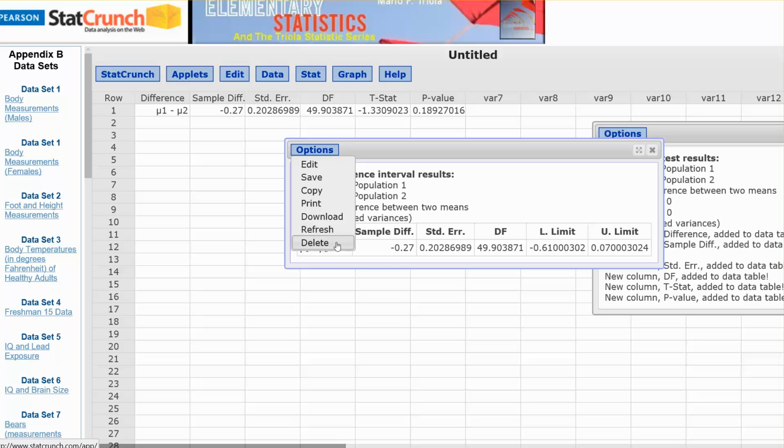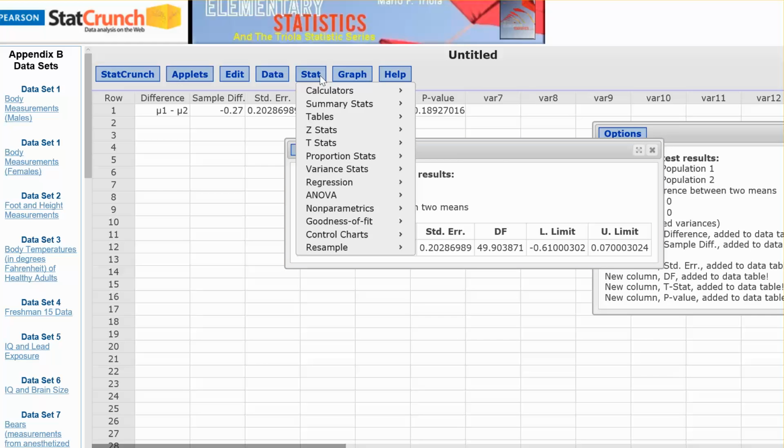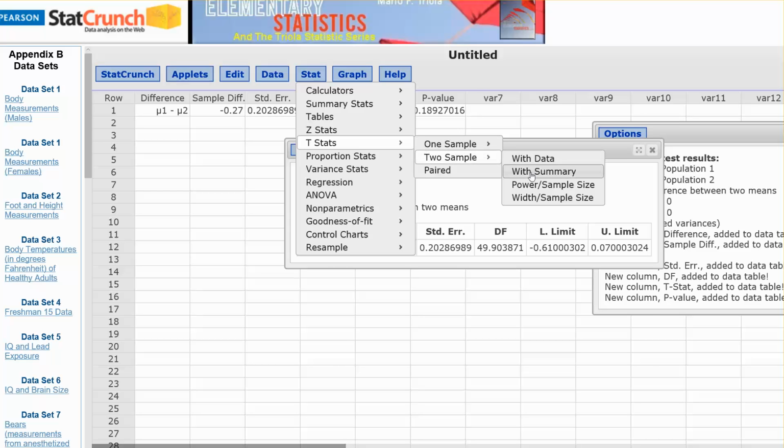So there you go. That's how you can do a confidence interval, and you can do your hypothesis test, getting your p-value using StatCrunch. So again, it's Stat, T-Stats, Two Sample, with Summary. Enter in your data and change it depending on what you want to do. Always uncheck the pool variances.